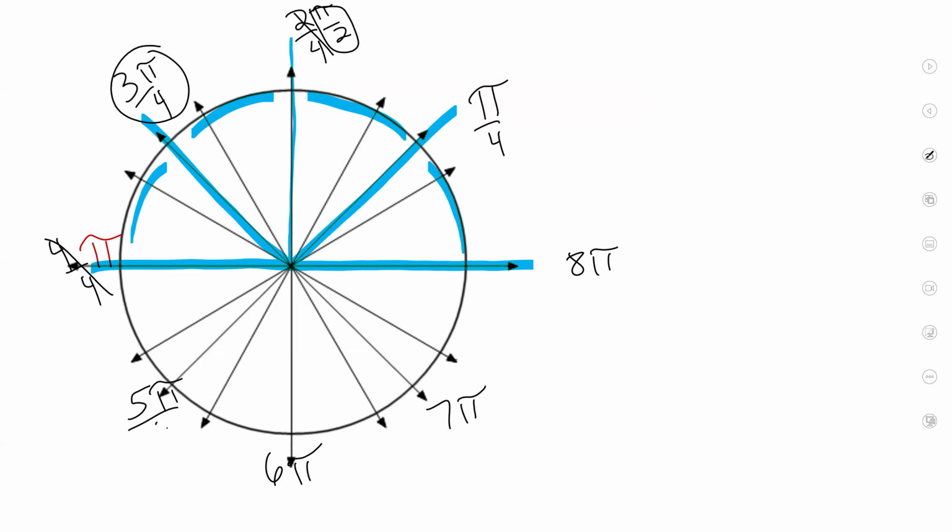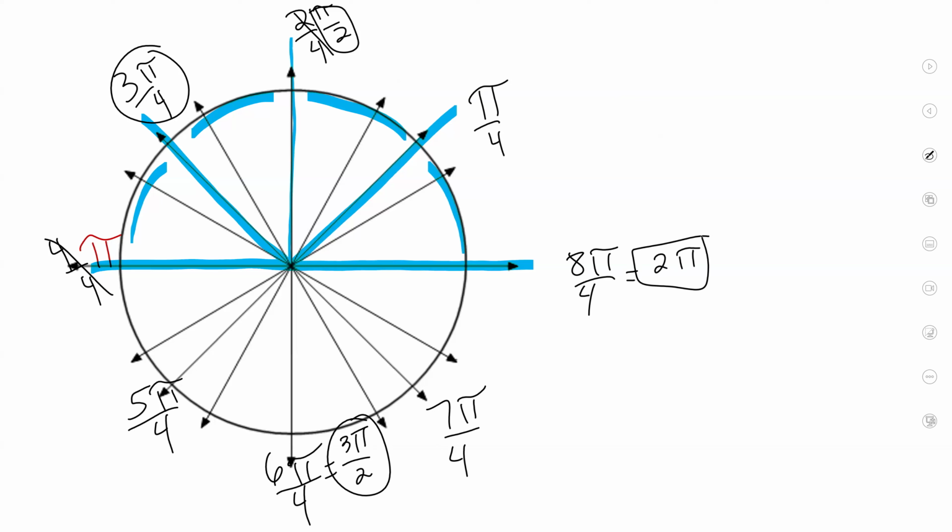And there are 4 sections, so I'm going to divide it by 4. Now go through and simplify. This one needs to be simplified, and this one needs to be simplified. So that's how you get your radians for degrees of 45 increments.